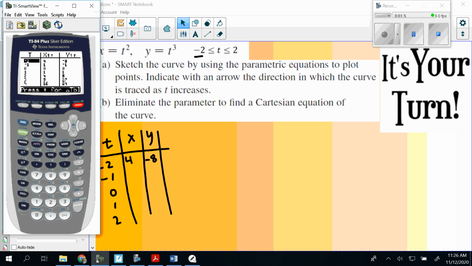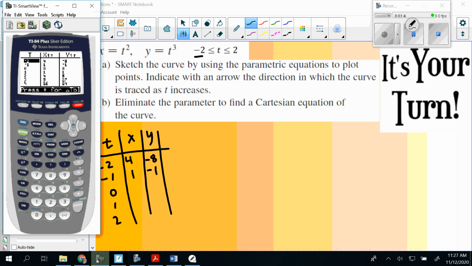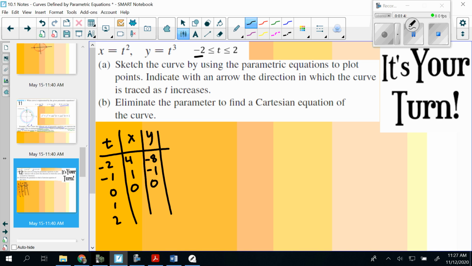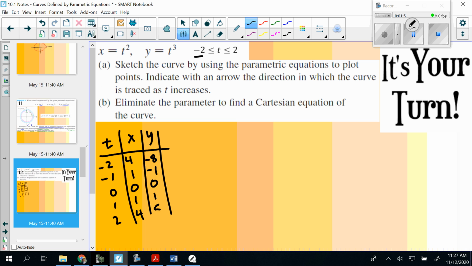you can see that you have the input of t, you also have the output values here for x and y. So this next point would be 1, -1, the next one 0, 0, the next one would be 1, 1, and the last one here at 2 would be 4, 8. So now if we had to graph this, it shouldn't be too hard here.